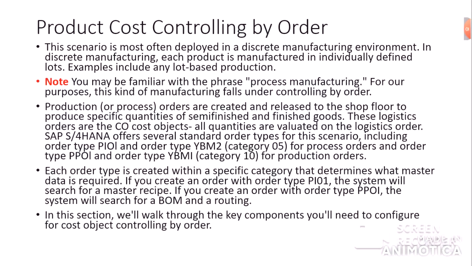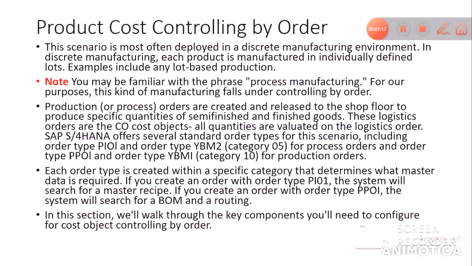SAP S/4HANA offers several standard order types for this scenario, including order type PI01 and order type YBM2, category 5, for process orders, and order type PP01 and order type YBM1, category 10, for production orders. Each order type is created within a specific category that determines what master data is required. If you create an order with order type PI01, the system will search for a master recipe. If you create an order with order type PP01, the system will search for a BOM and routing.